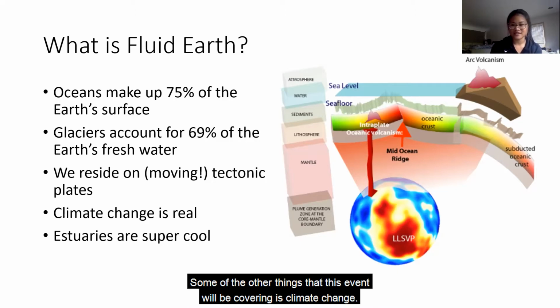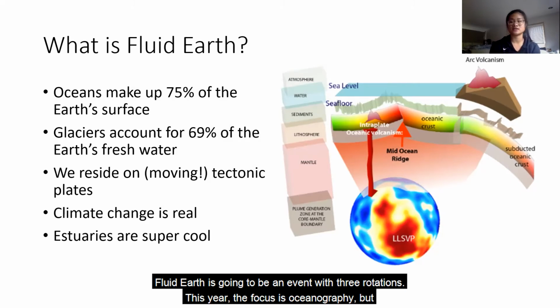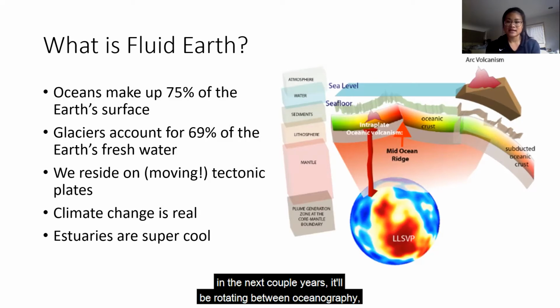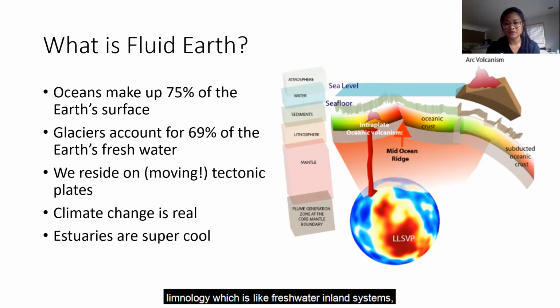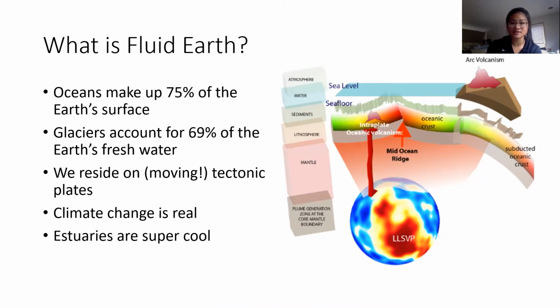Some of the other things that this event will be covering is climate change, and estuaries are kind of a hint at the rotations. So Fluid Earth is going to be an event with 3 rotations. This year the focus is oceanography, but in the next couple years it'll be rotating between oceanography, limnology, which is like freshwater inland systems, and glaciers. So about the cryosphere. But like I said, this year it's about oceans.